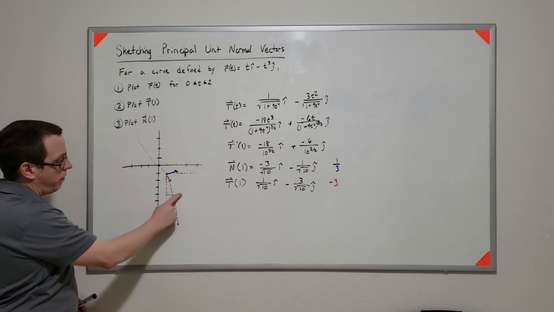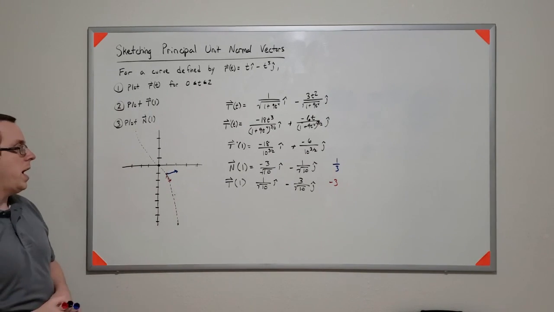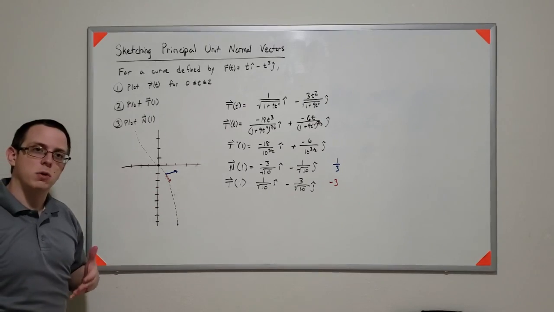So this is the graph of the position function, the black dotted line, and we have the principal unit normal and the unit tangent vector.